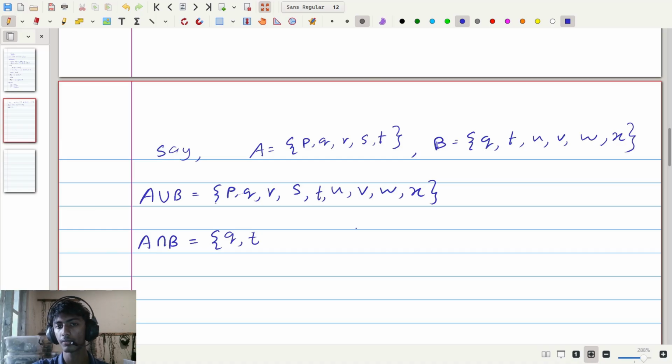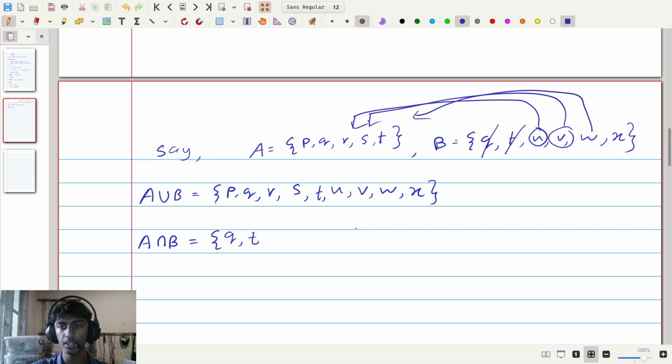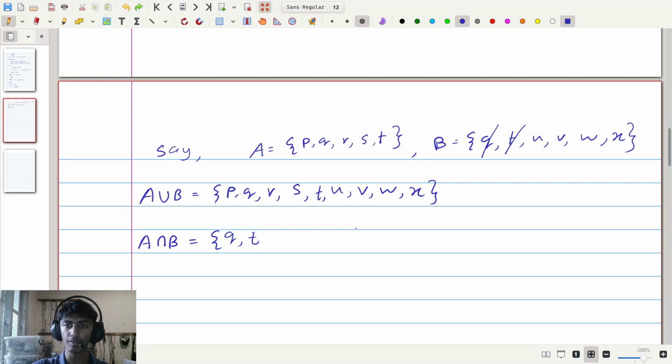What about anything else? Can we see any other symbols? Q we already checked. T we already checked. U is not in here. V is also not in here. W is not in here. And X is not in here. So none of these are elements of the set A intersect B. The only elements of the set A intersect B are in fact the two symbols Q and T.